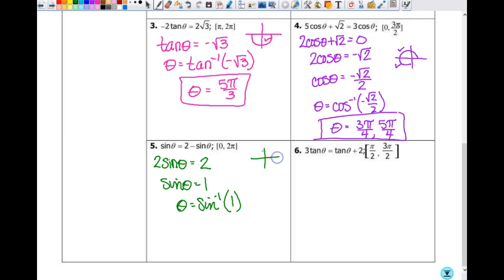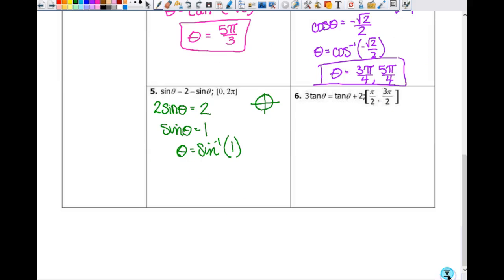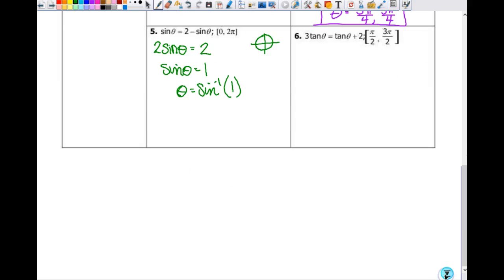I'm going from 0 to 2 pi. That's the whole circle, right? What is the sine inverse of 1? Now, when is sine 1? And is sine your x or your y? Your y. Pi halves. Very good. So theta would be equal to pi halves.